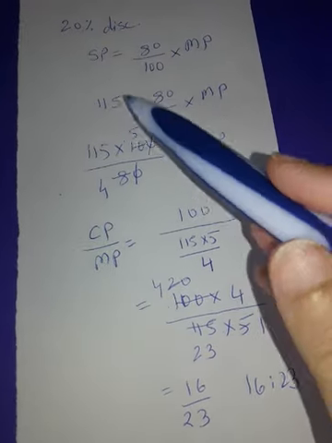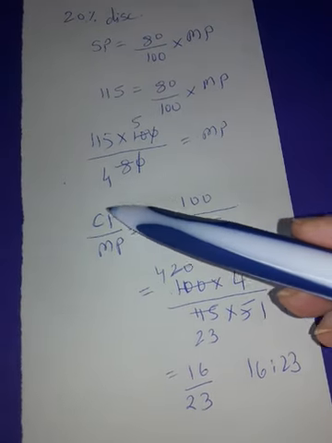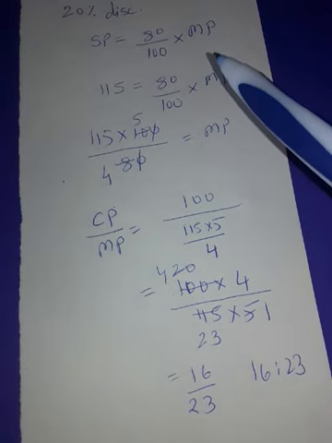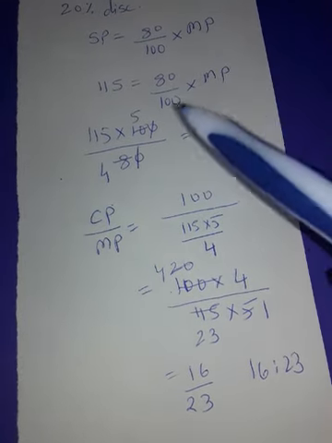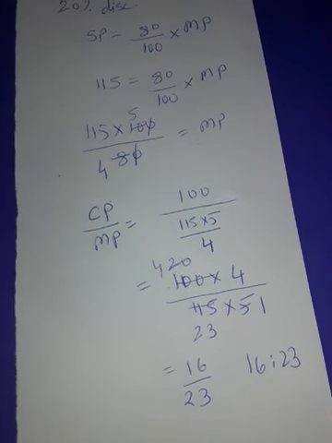So we use this common selling price and use the profit, and then we find this ratio. In the earlier example also we used selling price and profit, and we found out the relation between cost price and mark price.